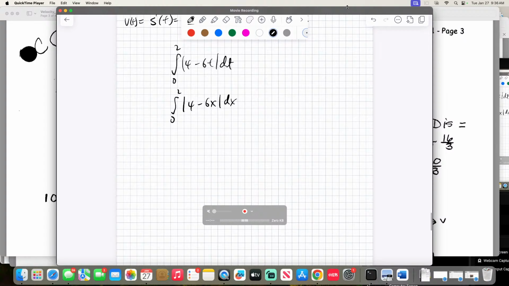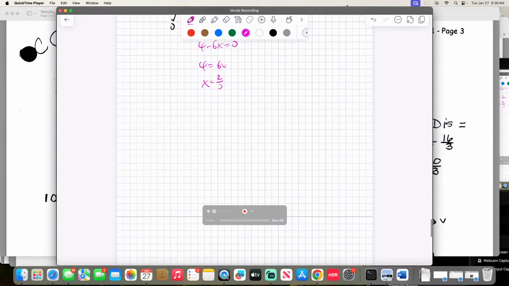Now, for this one, because of the absolute value, I usually find out where they have the x-intercept. So in this case, it's going to be 4 minus 6x is equal to 0. 4 equal to 6x, x equal to 2 over 3. So that means the 4 minus 6x graph looks something like this. I don't really know how far they go down or up, so I'm just gonna estimate. I'm gonna go from here, straight down. So 2/3 is right here.